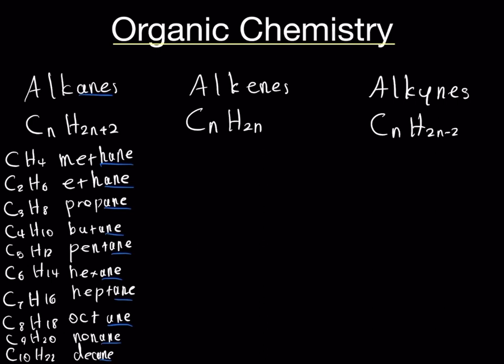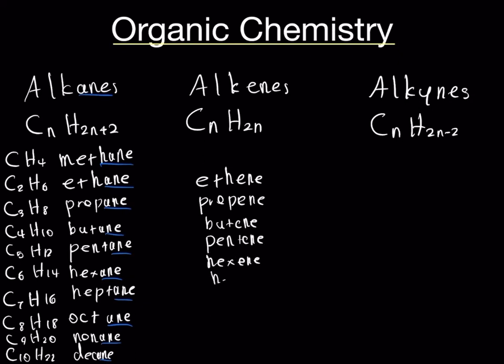So I'm not going to do the formulas because you can figure them out using this equation, but for alkenes it would be ethene, propene, butene, pentene, hexene, heptene, octene, nonene, and decene.